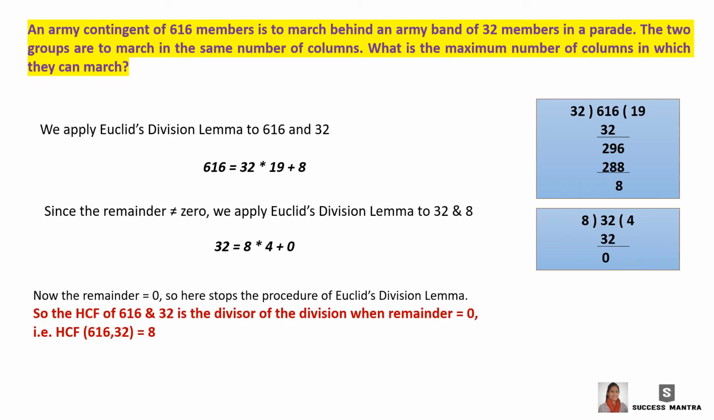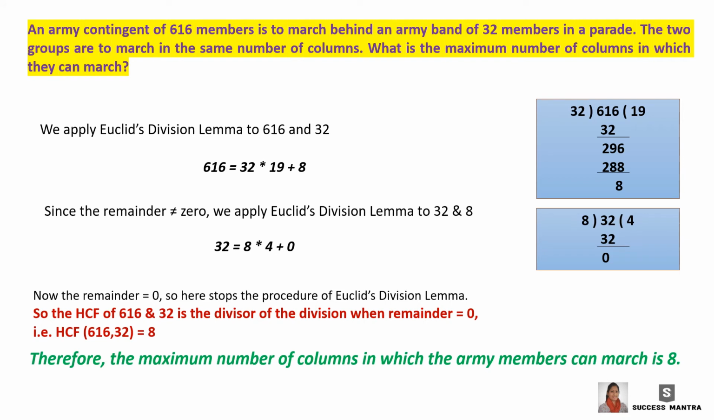Since the remainder is equal to 0, we stop the procedure here and we find that the divisor of the division, that is 8, when the remainder is equal to 0, becomes the HCF of the 616 and 32 members in the parade. So therefore the maximum number of columns in which the army members can march is 8.